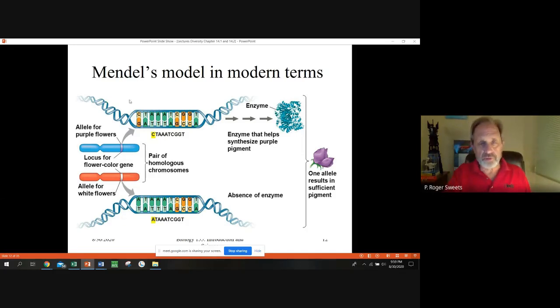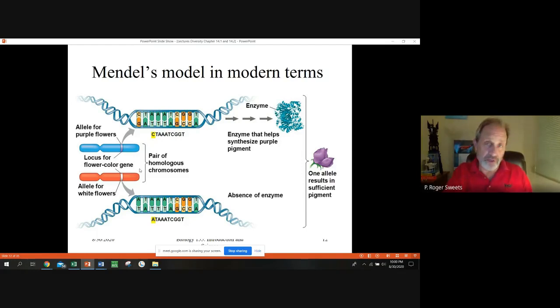Let me use my mouse real quick. Two copies of DNA, and in every cell. And we would see that this enzyme was actually synthesizing a purple pigment. What was going on with the white flower all that time? It would produce no pigment at all, no enzyme whatsoever. So in fact, they're white because there was no pigment being produced.